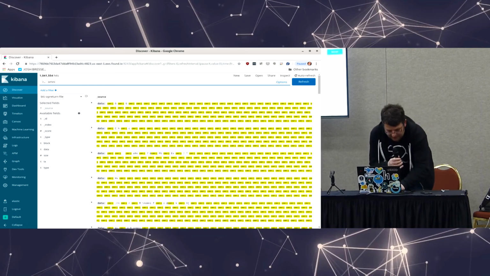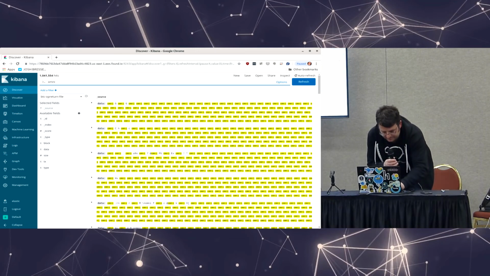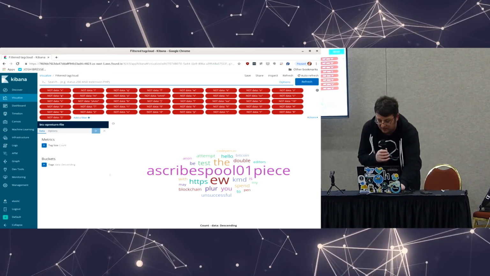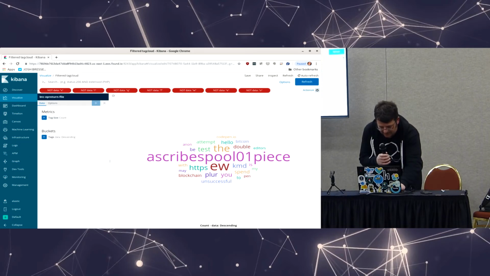So that tag cloud sucks. But I have a tag cloud that doesn't suck, where I took out all the crap. Here we filtered it, and this red stuff is all the stuff I take out, like all the letters of the alphabet and all the numbers. CC shows up a lot, I don't know why. But we take that out, and now we start getting a little more interesting.